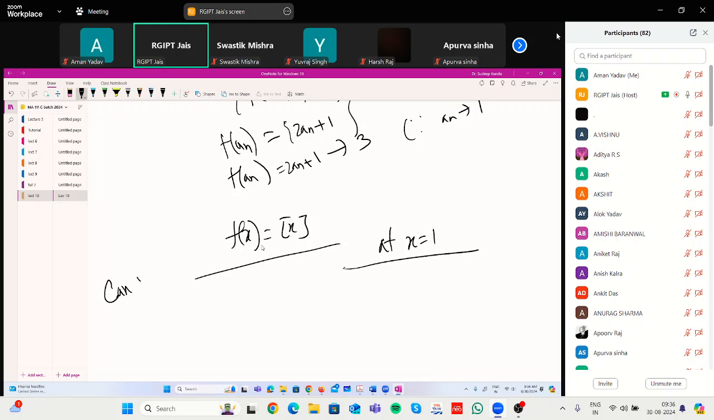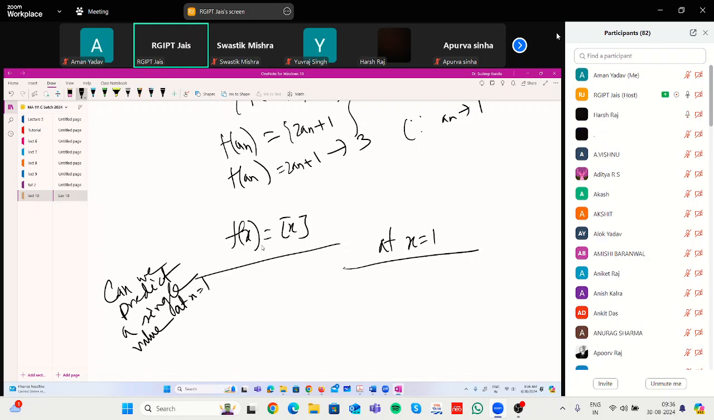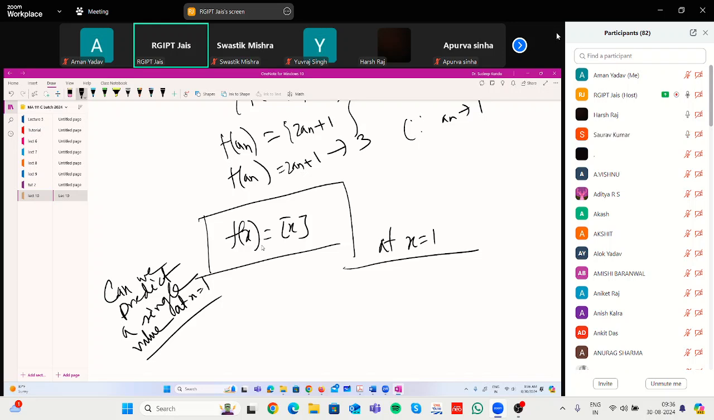So can we predict the value at x equals to 1? What will be your answer? 1. Exist. Exist, right? So you are not caring what is happening at x equals to 1. What is happening nearby point x equals to 1, that you have to check.